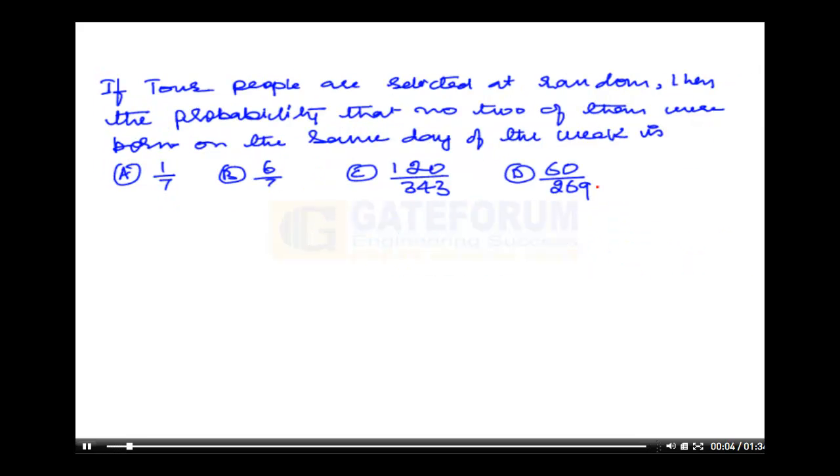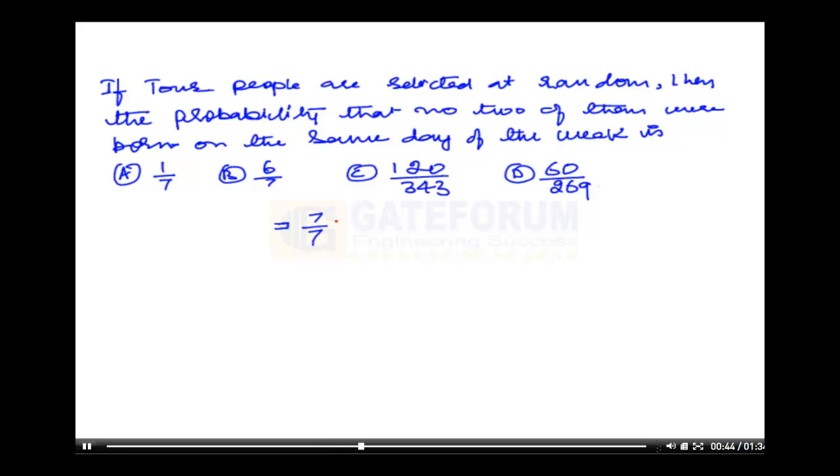There are 4 people. We have to find the probability that no 2 of them are born on the same day. First, let us consider the first person. Since he is the first, he can be born on any day because no other person has been born before him. Hence, there is no chance of taking birth on the same day. So therefore, for the first person, the probability would be any of 7 days out of 7, therefore 7 by 7.